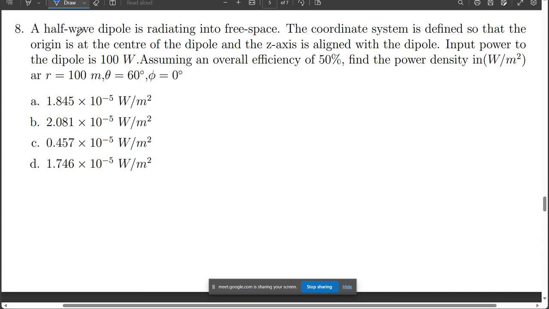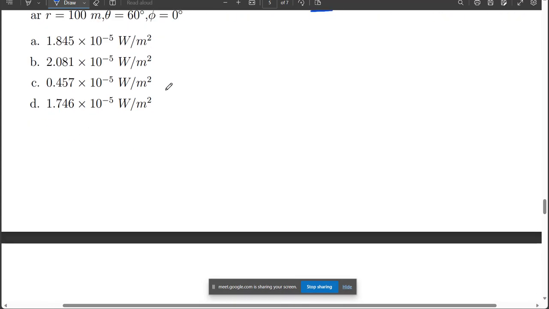So again, a half wave dipole is given to you. The space is free space. Coordinates are given to you. This half wave dipole is kept at the origin, with its axis as the z axis. Now the input power to this dipole is 100 watts and the efficiency is given as 50%. Find the power density for r = 100 meters, theta = 60 degrees, and phi = 0 degrees.